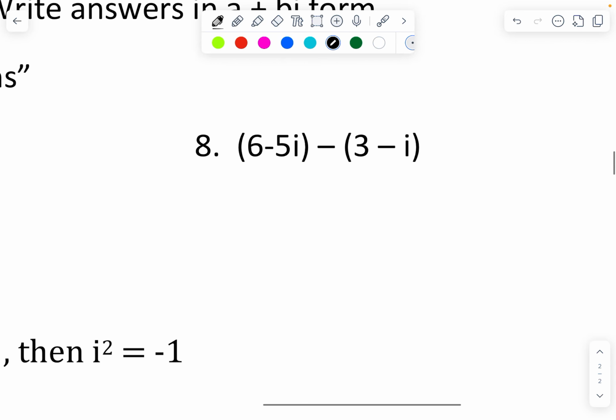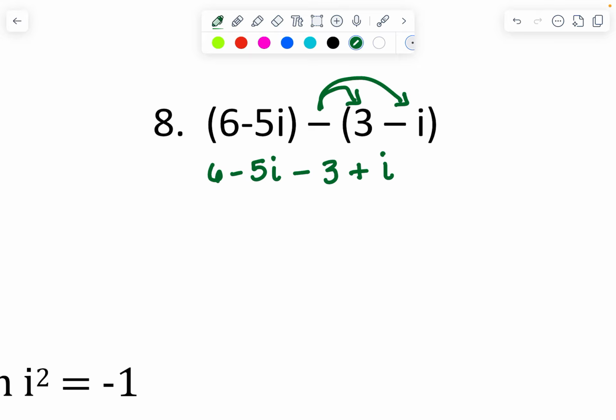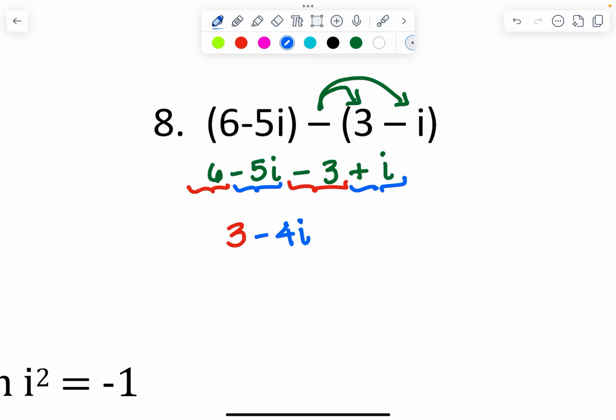Take a look at number 8. Again, we're going to rewrite this entire expression without parentheses. Make sure you distribute this negative sign. It is subtraction, but you are distributing. Becomes a minus 3 plus i. Combine like terms. Positive 6 minus 3 is 3. Negative 5i plus 1i is a negative 4i.